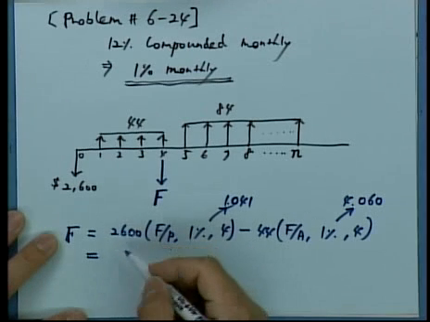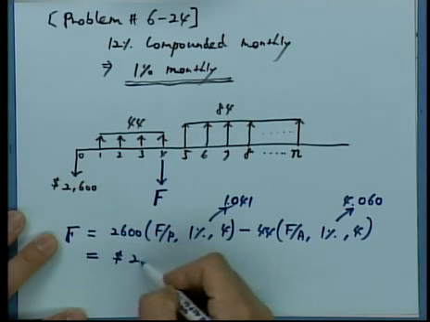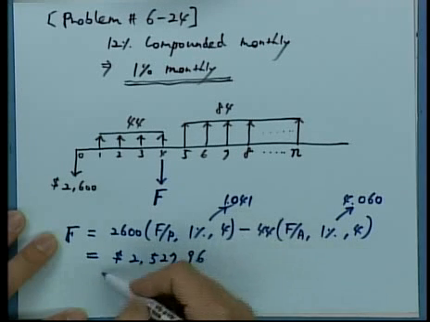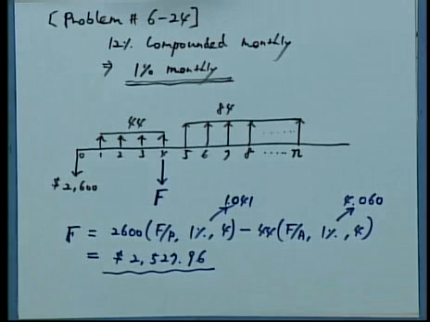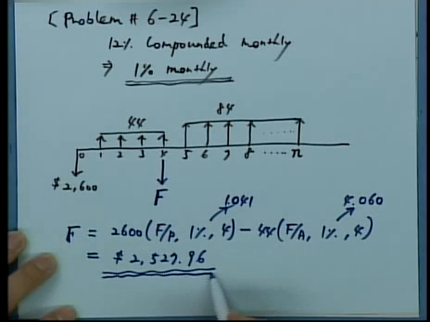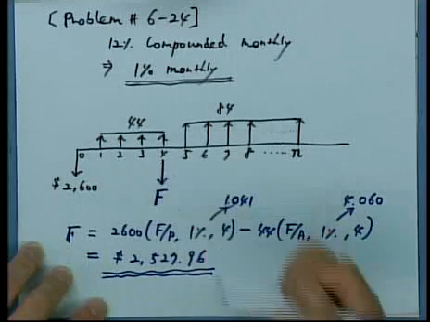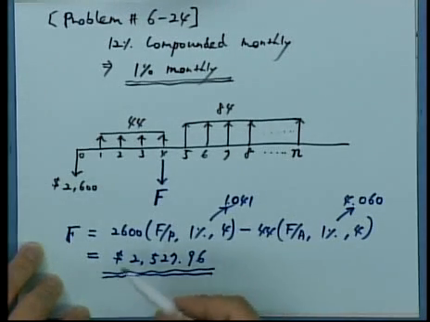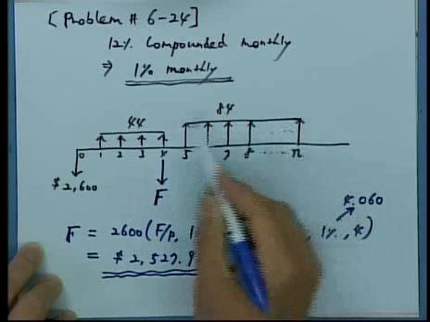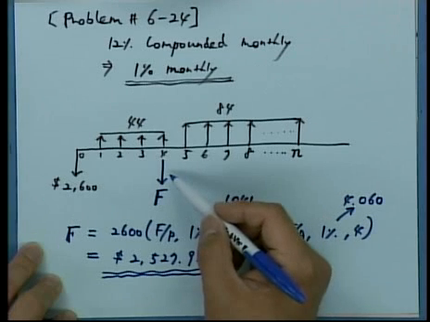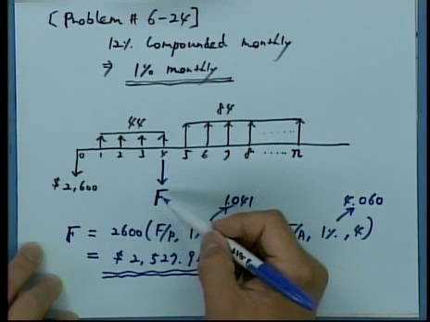Okay, this is $2,527.96. Okay, and this is the amount of money still owed at the end of the 4th month, right? That is, this uniform series of $84 can be converted to the equivalent sum of money, which is F. Is that correct?